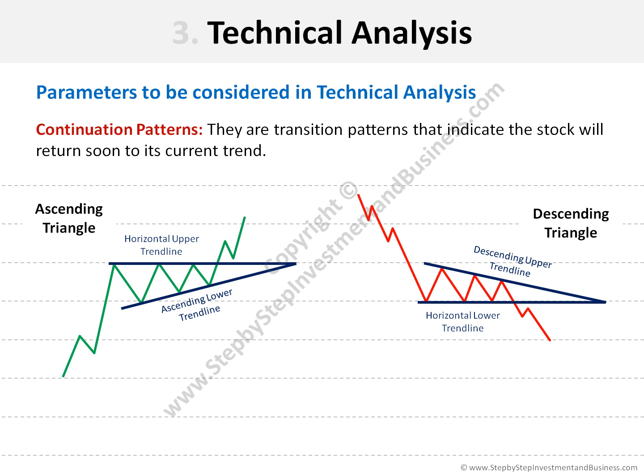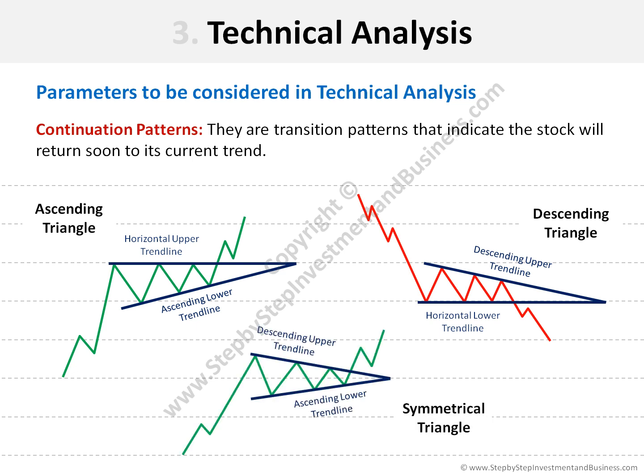In contrast, the descending triangle has a horizontal lower trend line and a descending upper trend line. The ascending and descending triangles are also known as right-angle triangles. On the other hand, in the symmetrical triangle, the lower trend line is ascending and the upper trend line is descending. For all the cases, the point where the two trend lines intersect is called the vertex of the triangle.